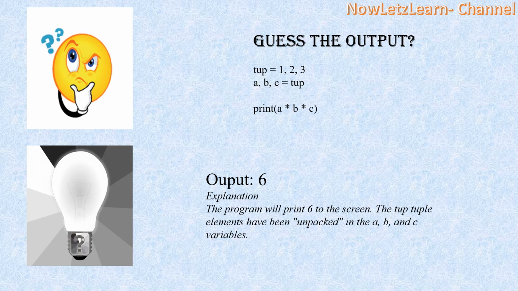And if you print a star b star c, it is a normal arithmetic operation, and that's why you're getting 6 as an output. Hope you got the answer for this too. If not, no problem. We'll get to it.